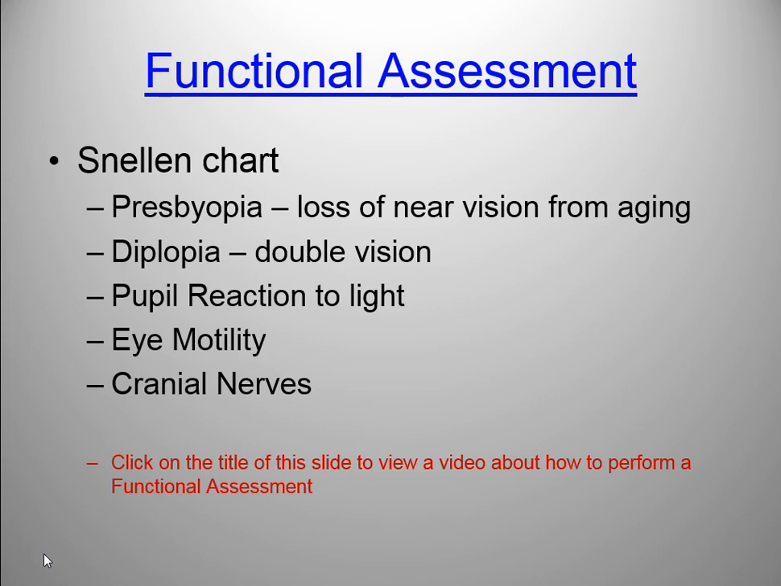So if you have presbyopia, you have a loss of near vision that usually happens from aging. So you see people in the restaurants and their arms aren't long enough. That's what that is. Also known as farsightedness. You can't see near. Diplopia is double vision. You always want to look at pupil reaction to light. So that is PERRL. Are your eyes equal and reactive to light? You do that with a penlight, and all of this is on the functional assessment. You would like to see eye mobility, and then obviously a cranial nerve inspection.